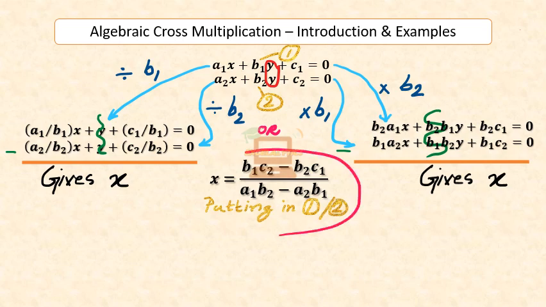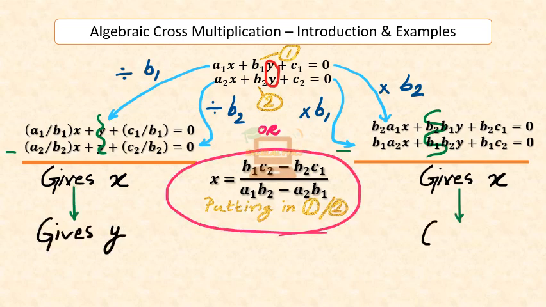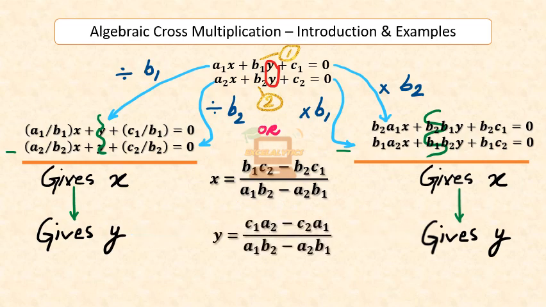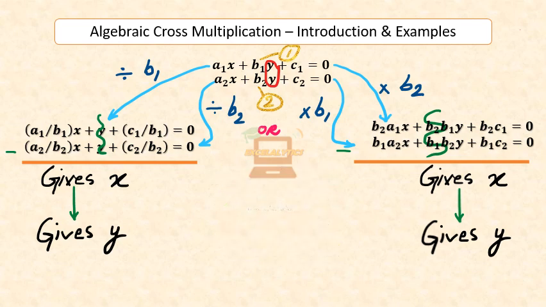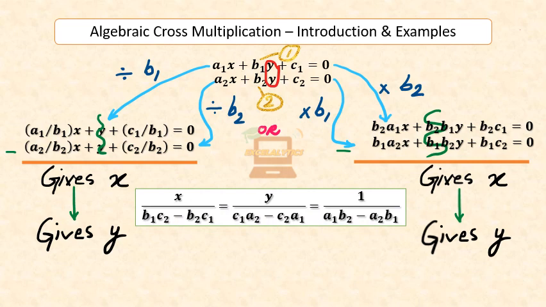By substituting this value of x in either of these equations, we will get the value of y as y equals (c1 a2 minus c2 a1) by (a1 b2 minus a2 b1). If we look at the result carefully, the denominator is common for both x and y, hence, we can summarize the result as x by (b1 c2 minus b2 c1) is equal to y by (c1 a2 minus c2 a1) is equal to 1 by (a1 b2 minus a2 b1).